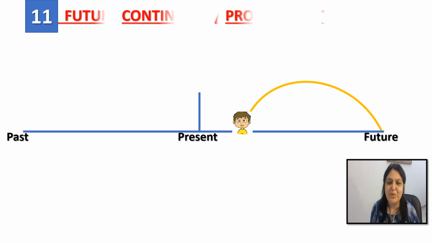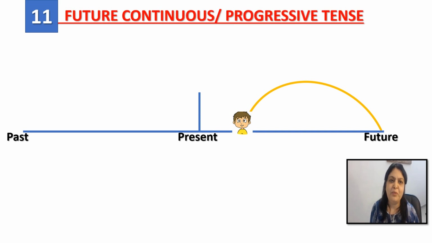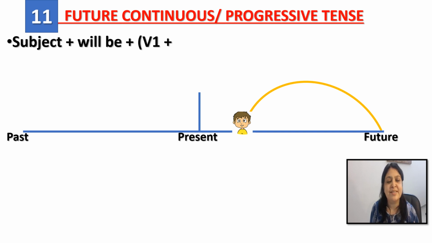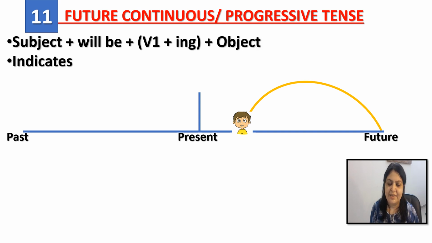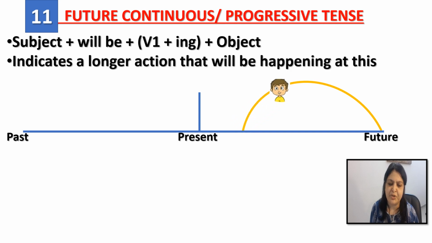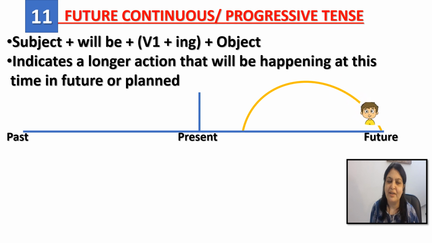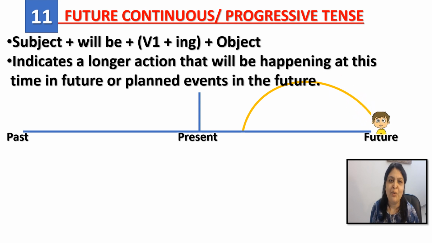Now let us look at future continuous or future progressive tense. Here we have subject plus will be plus V1, that is the main form of the verb plus ing plus object. It indicates a longer action that will be happening at this time in future or planned events in the future. ये क्या दिखाता है? फ्यूचर में होने वाला, लंबा समय तक होने वाला कोई एक्शन या कोई इवेंट या कोई एक्शन जो हमने प्लान करा हो फ्यूचर में, जो लंबे समय तक चलेगा.